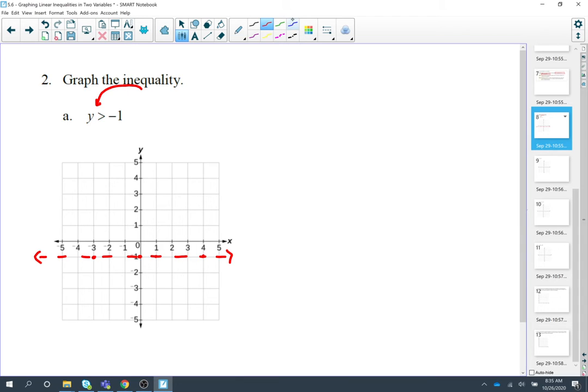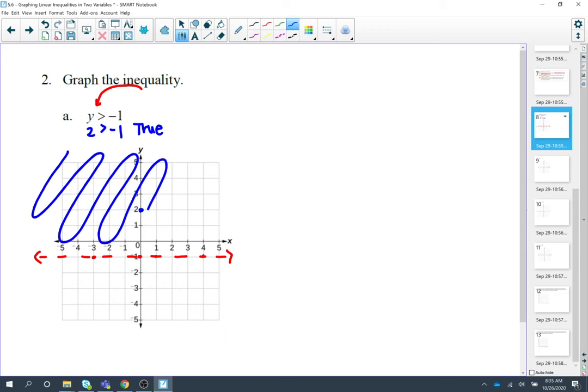So we're going to pick a test point, and I'm going to pick any point that is above that line. So let's say y is 2. That is my test point. So if y is 2, I'm going to substitute: 2 is greater than -1. Is that true? Is 2 greater than -1? That's true, which means the point y equals 2 is a solution. So we're going to shade everything above that line, which tells me anything up there is a solution.